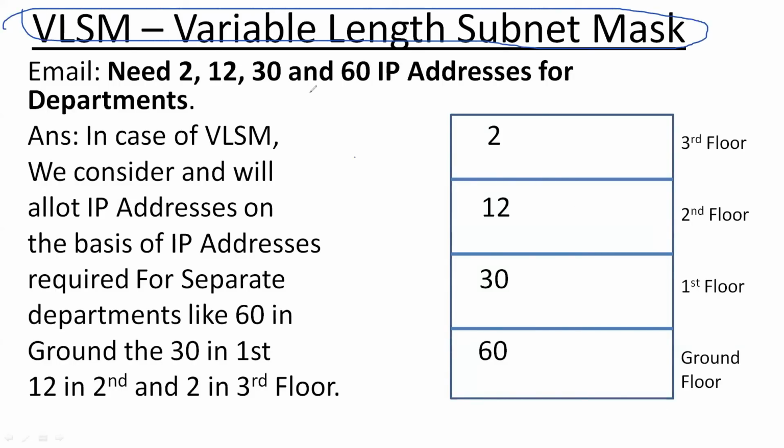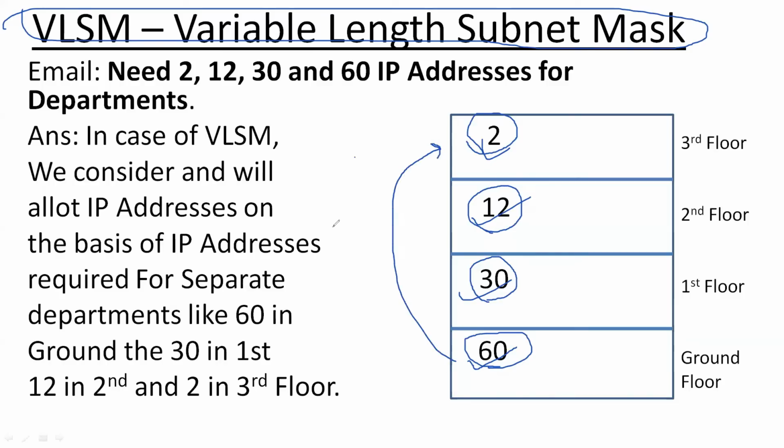Basically, in variable length subnet mask we do the subnetting on the basis of the IPs required in each and every single department. For now, we will not assign the IP addresses equally to each department, but also consider what the requirement is in each case. So we will do the subnetting for the ground floor, then the subnetting of the subnet for the first floor, then again for the second floor, then again for the third floor. So step by step, we will start from the maximum and go to the lowest one.